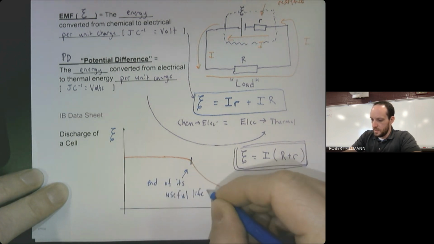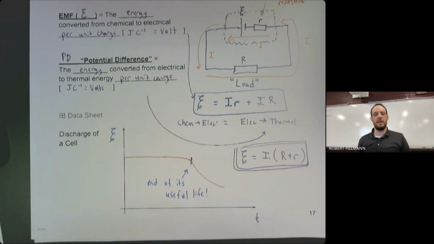And for most cells, you just throw them away and you get a new one. Sometimes batteries or cells are rechargeable, meaning the chemical reaction is reversible. And if you hook them up to another source of voltage that's pushing charge the other way, you can get the chemical reaction to kind of rewind itself. And you can run the battery, or the cell, through a number of cycles.